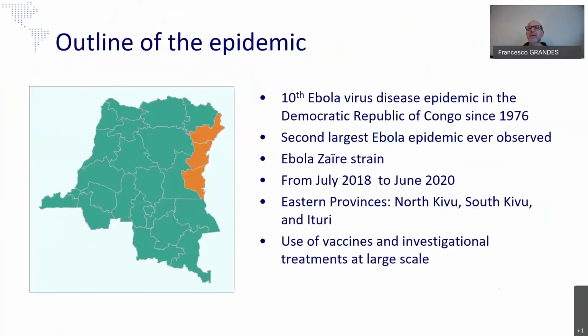The 10th Ebola epidemic that occurred in the DRC since 1976, when the virus was first discovered. It was the second largest epidemic ever observed after the West Africa epidemic in 2013-2016. The strain was the Ebola Zaire strain. The epidemic lasted from July 2019 to June 2020 and affected the eastern provinces of North Kivu, South Kivu, and Ituri. It is important to note that it's the first Ebola epidemic where vaccines and investigational treatments were deployed at large scale.